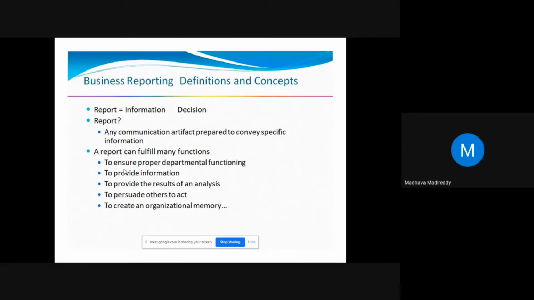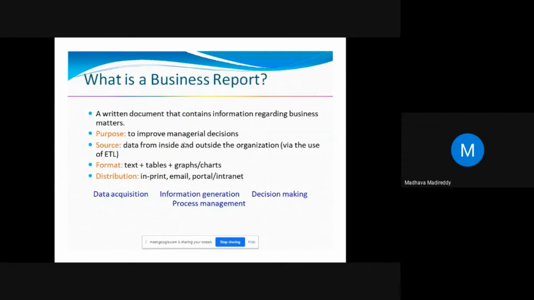So what is a report? A report is something that gives you information. What is the fundamental purpose of a report? The report is to ensure a departmental function, or it provides certain information, and it can provide a result for an analysis. It can persuade others to act. It can create an organizational memory. So this is fundamentally what a report is. It is basically a communication artifact that is primarily prepared to convey a specific piece of information.